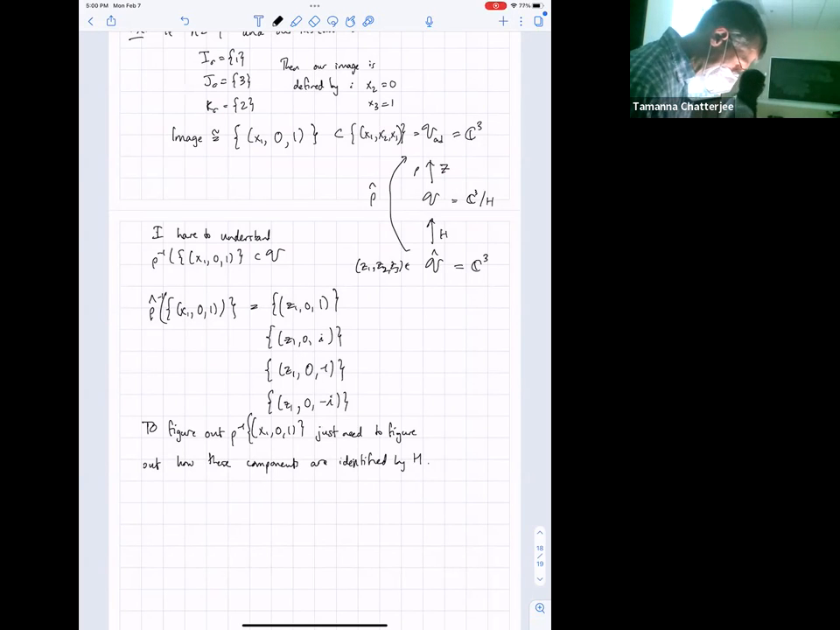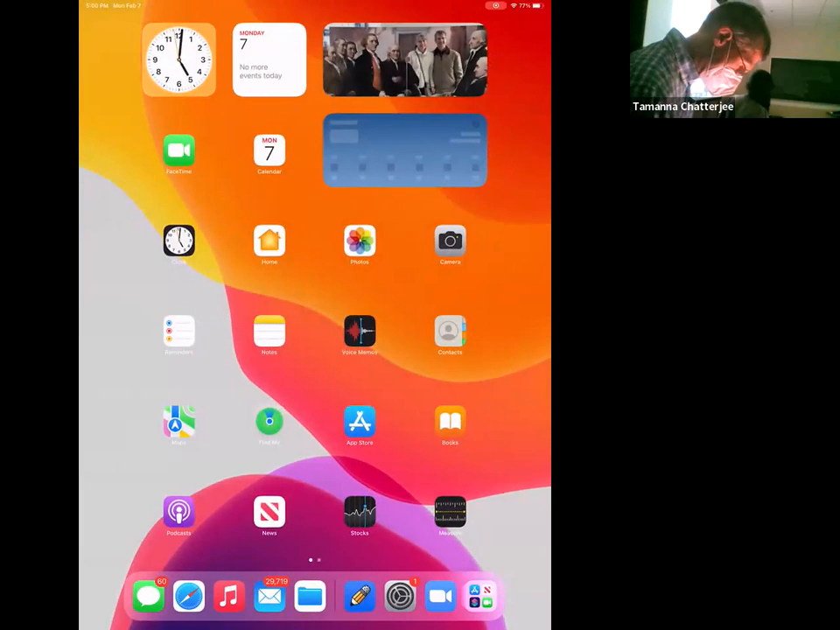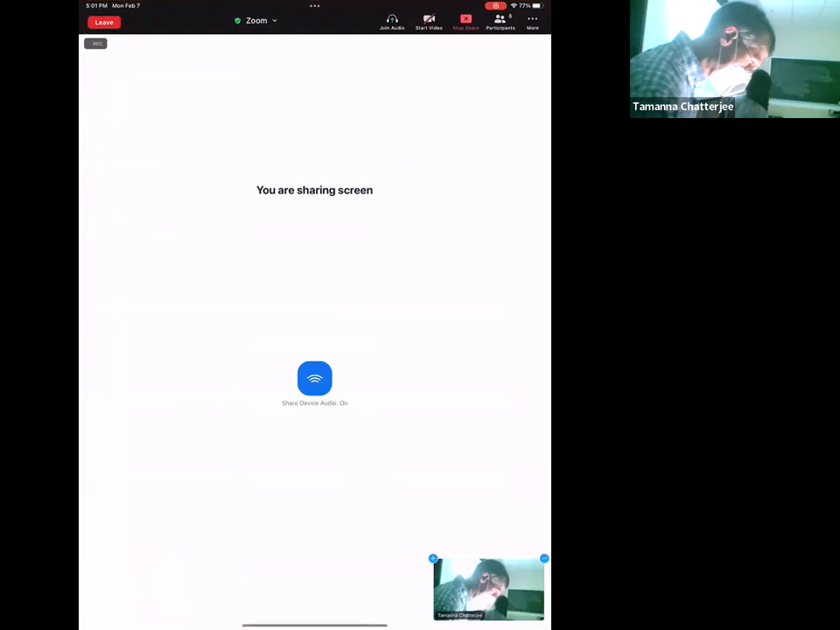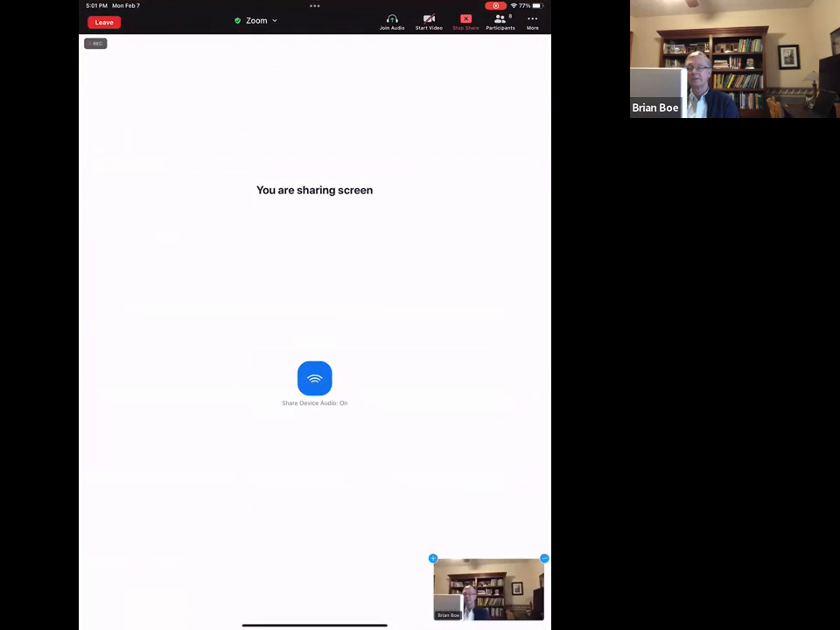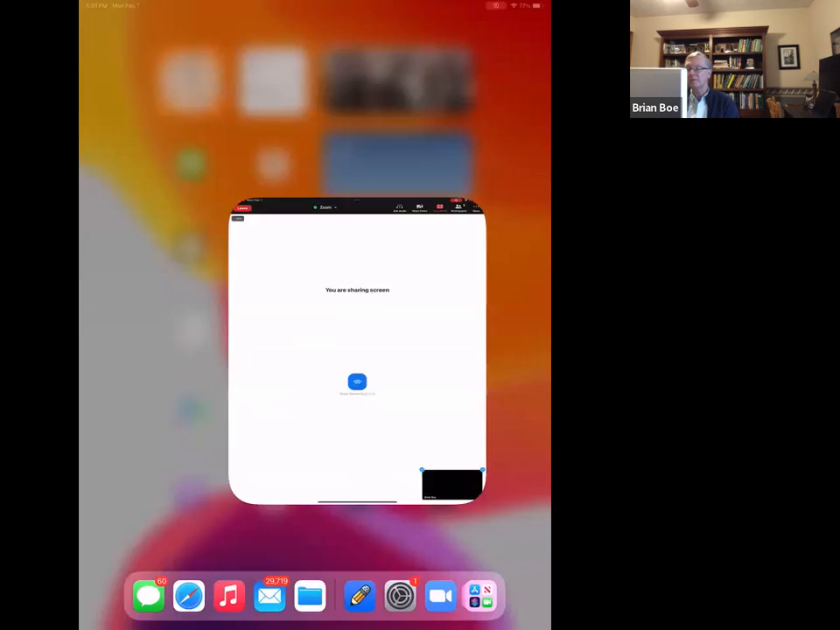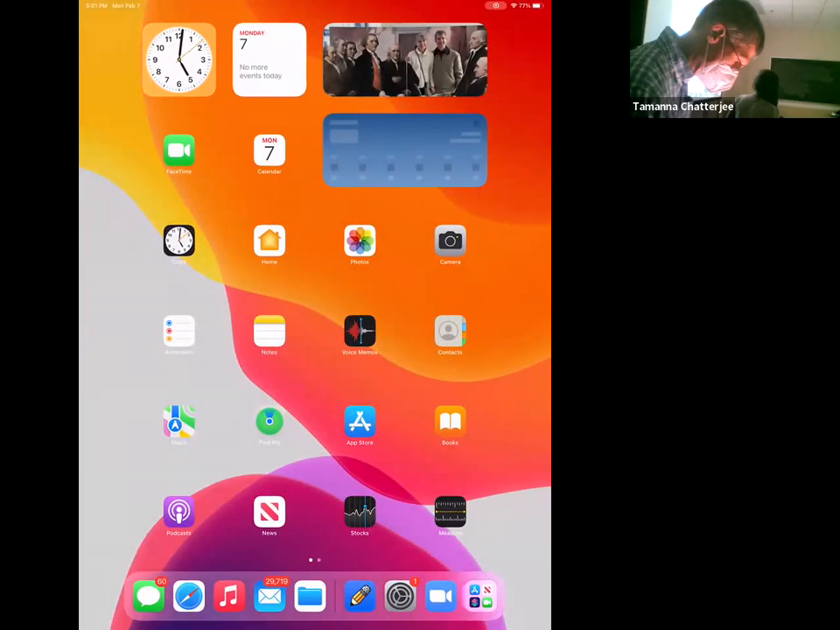Okay, so I think I will stop sharing my screen now. You might have said this, Bill, but I missed it. Did the I sigma, J sigma, and K sigma form a partition of n minus 1? Yes. Okay.